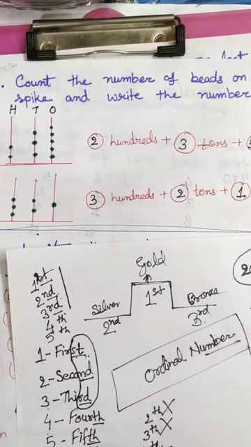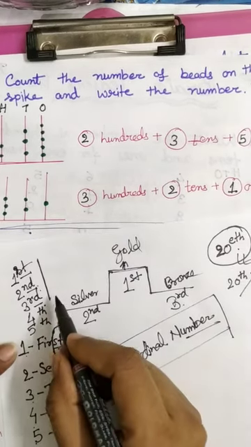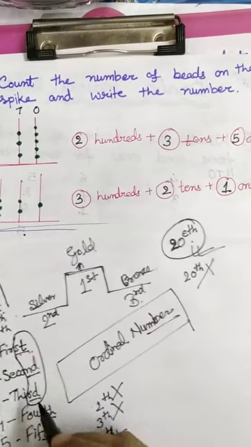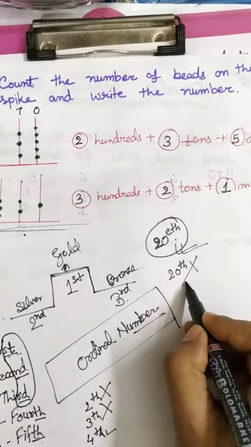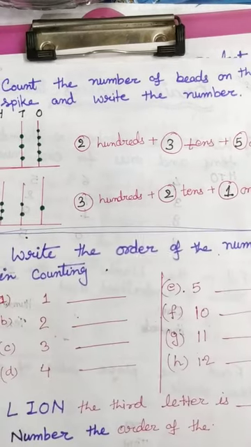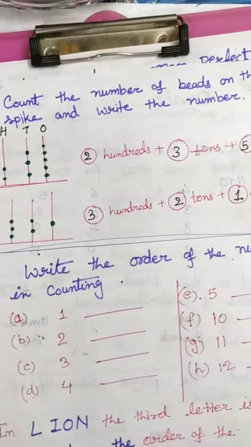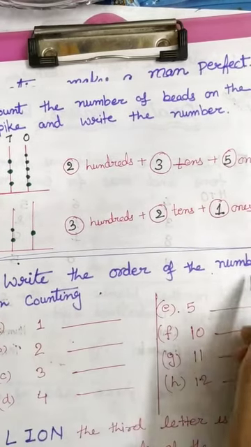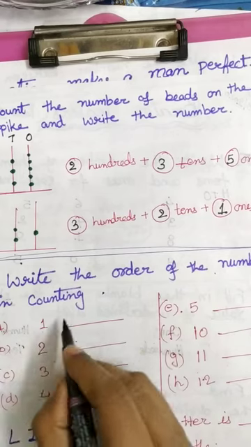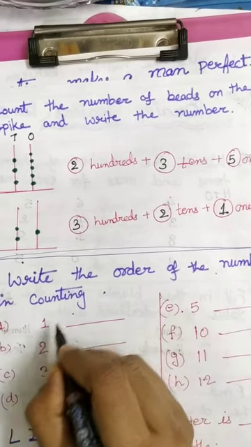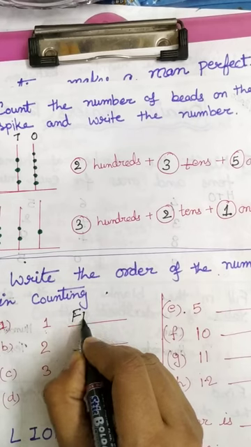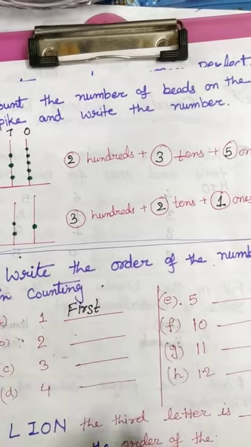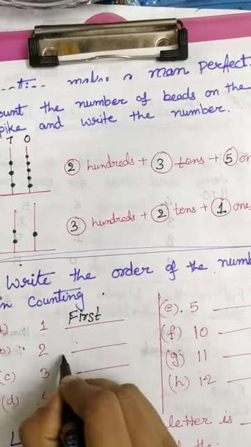Let us do the exercise. Now it's clear. Maybe some of the children who had not attended that class, for them it's very beneficial. This one also. Now you will fill it very fast. Write the order of the number in counting. 1. Order. Which order? 1 is at first. FIRST. Now you will never do mistake. You will never commit mistake while filling this.